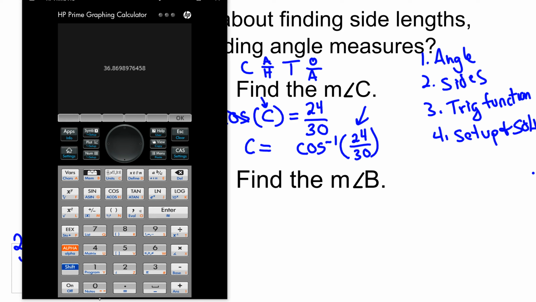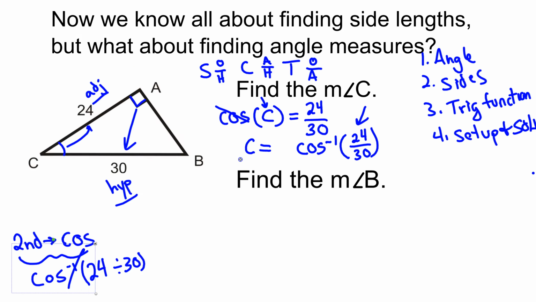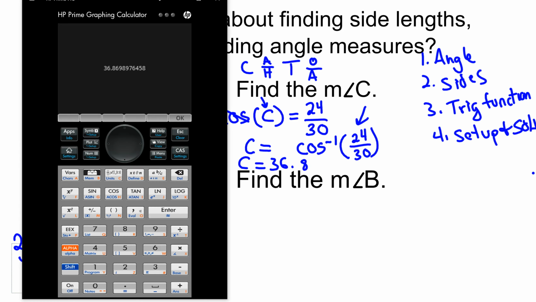So your angle is going to be 36.8698. We're going to round that to the nearest thousandth like we've been doing, so the third decimal place. So C is equal to 36.8 and then it was 698. If we look back real quick, it was 698, so that 8 is going to cause that 9 to round back up.